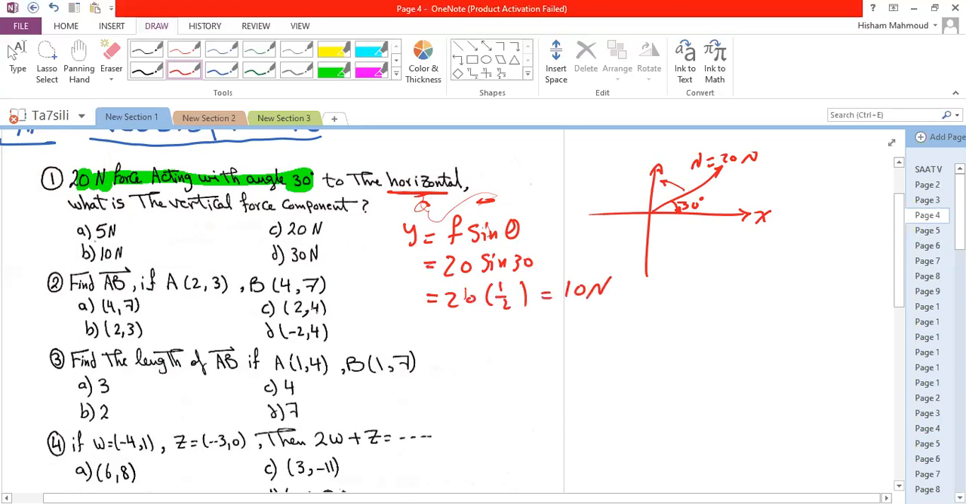So the vertical component is F sine theta, and the horizontal component is F cosine theta. This is for number one.